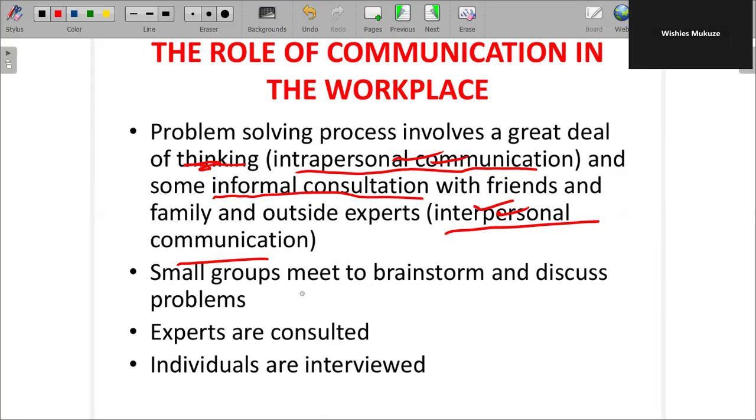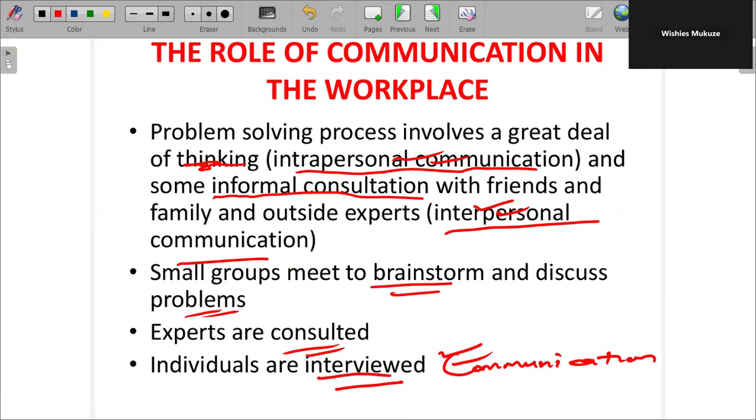Number two, small groups meet to brainstorm and discuss the problem. That's communication, right? Experts are consulted, and individuals are interviewed, which is also communication, in order to solve a problem. So that's the role of communication in the workplace in regard to problem solving and decision making.